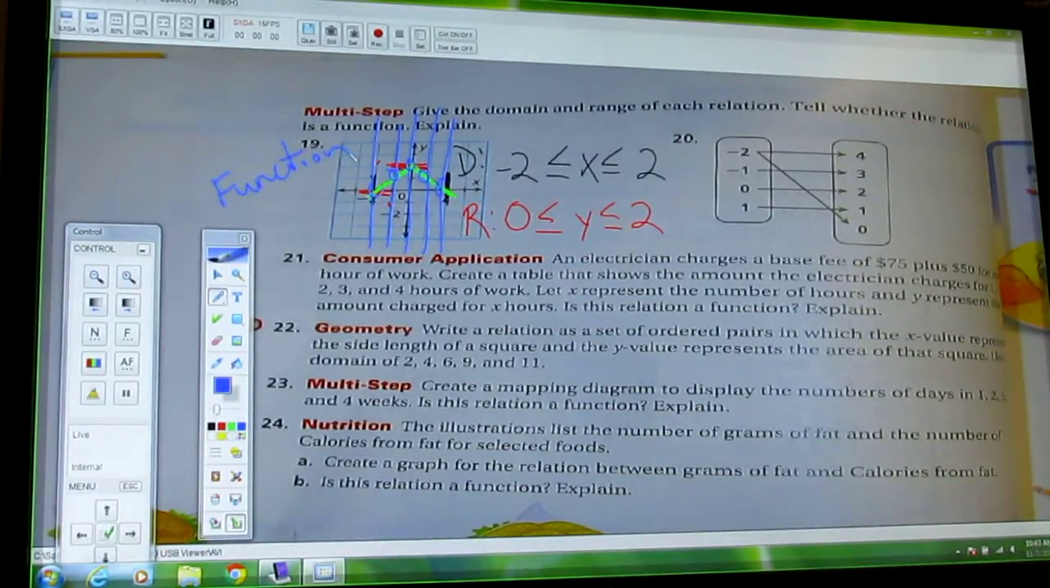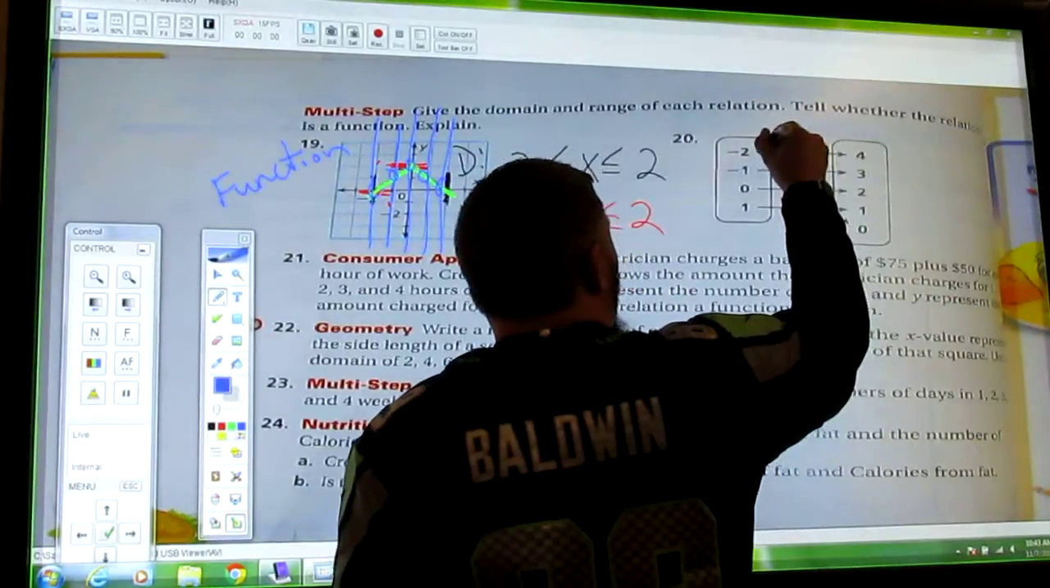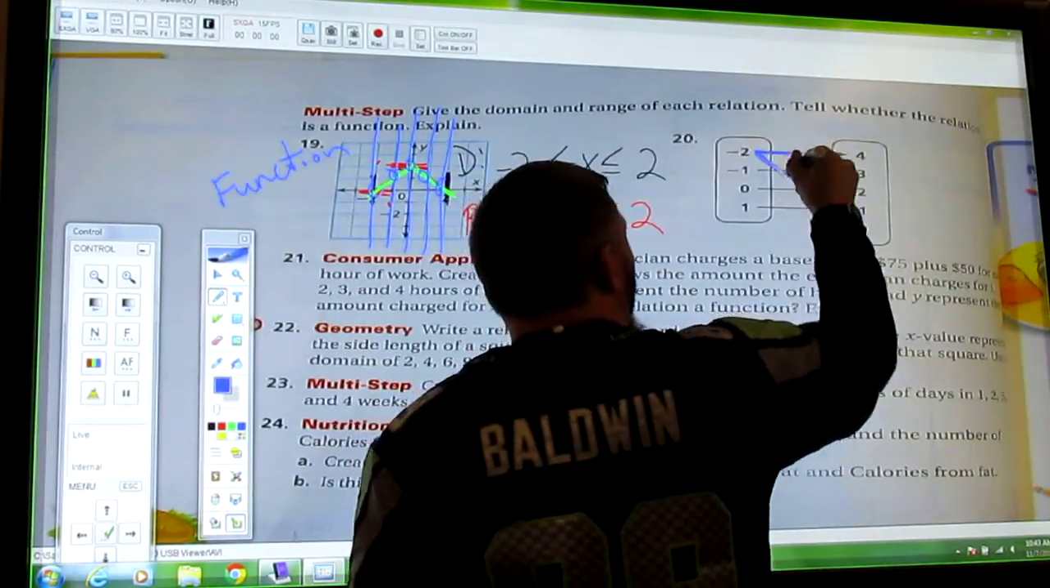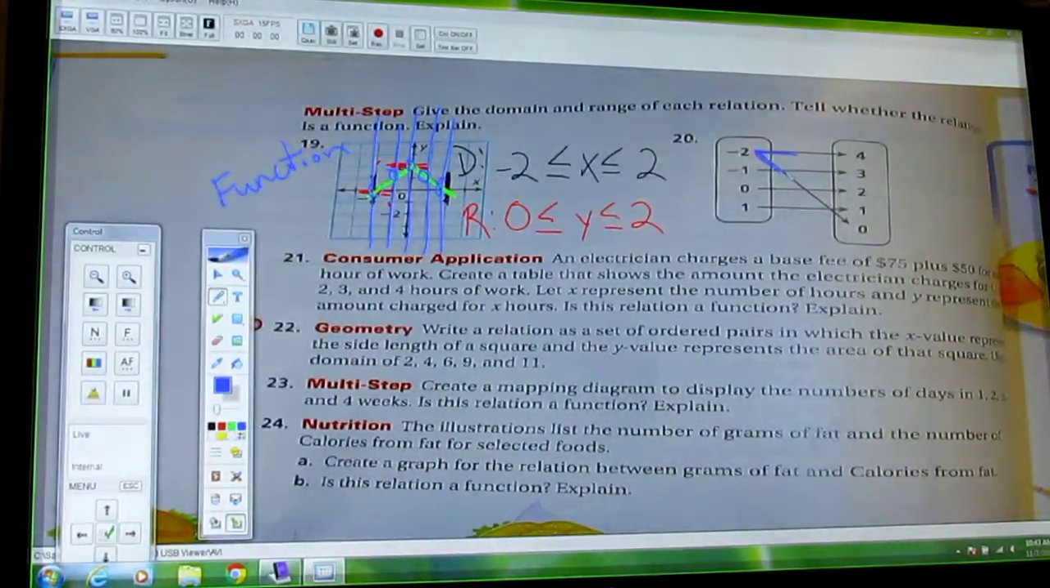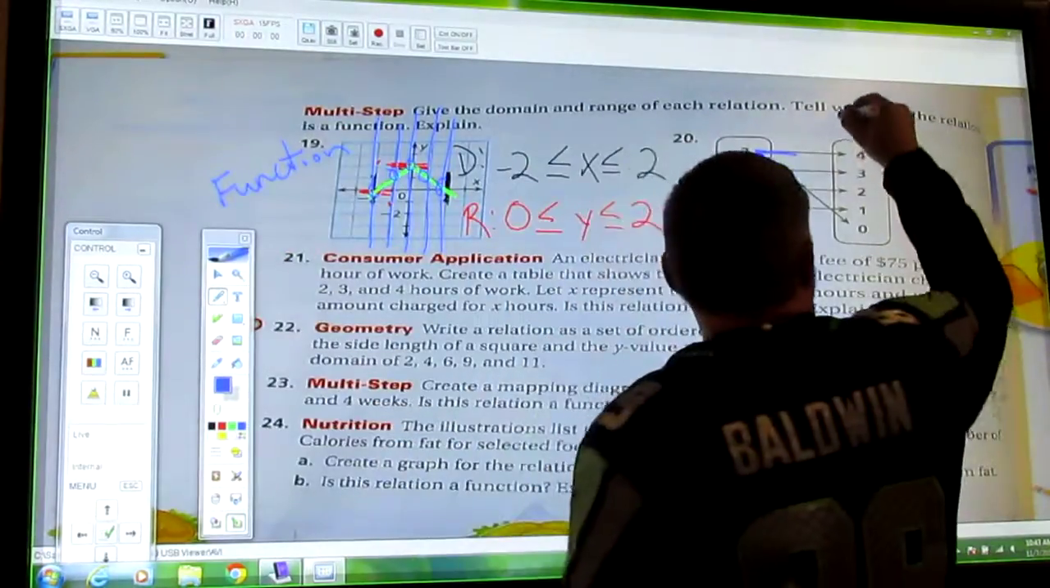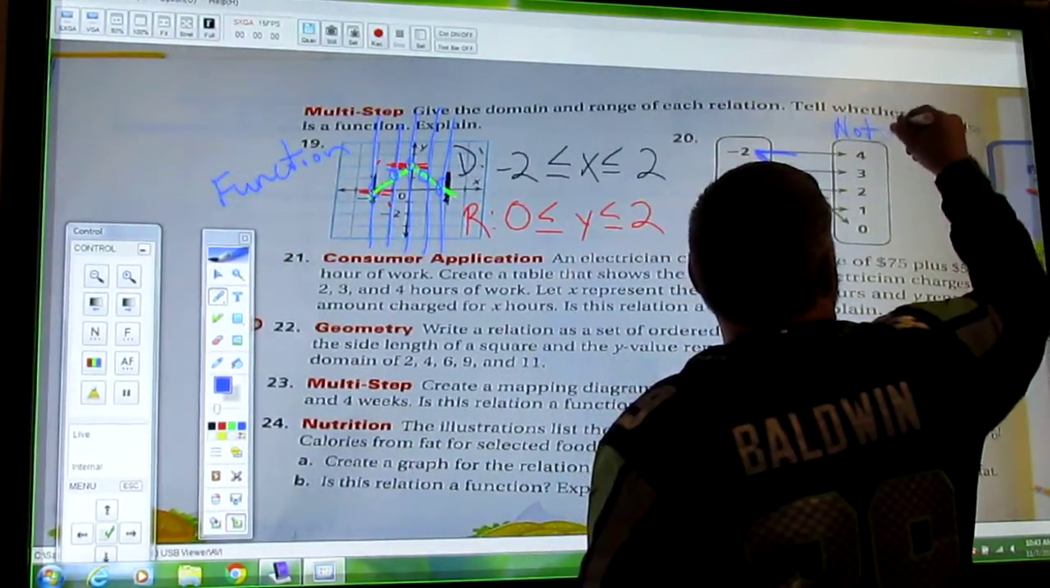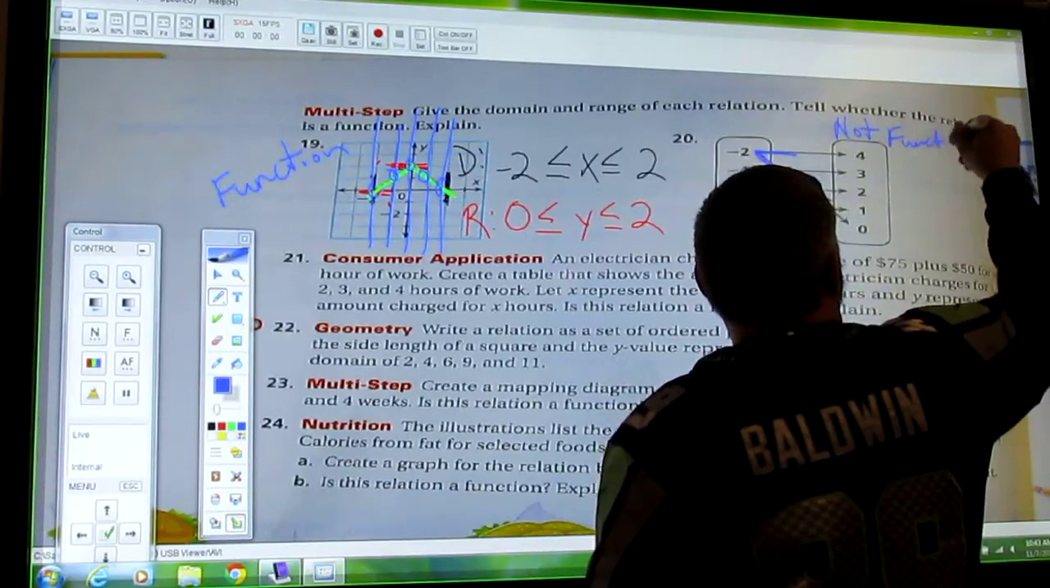Now the other test is really easy. It's the x's test, if the x's come up twice. If we are given a table like this one, this x goes to two different answers. That means the x comes up twice, so it's not a function. So this one I know right away is not a function.